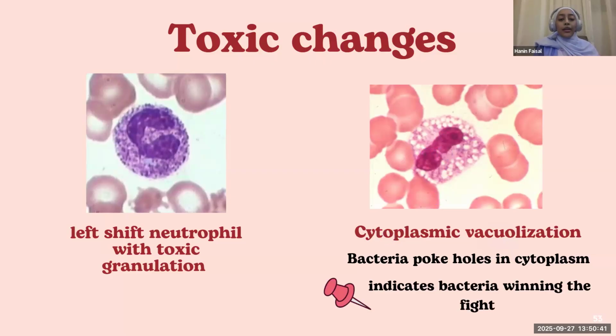It happens when the bacteria is winning. So the neutrophils are not killing the bacteria. The bacteria is the one that's winning this fight. Another thing that you can also see in toxic changes is toxic granulations in the left shift neutrophil. Again, left shift neutrophil is the same as the band and the stab cell. So this is the most important one. For cytoplasmic vacuolization, you can see that the bacteria is basically poking holes in this neutrophil, meaning that the bacteria is winning the fight.